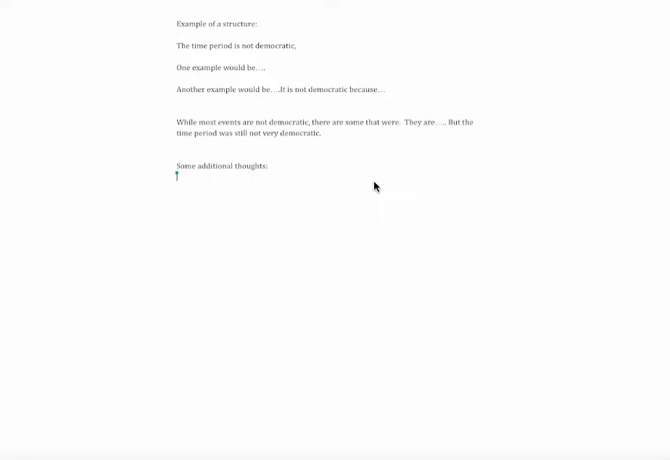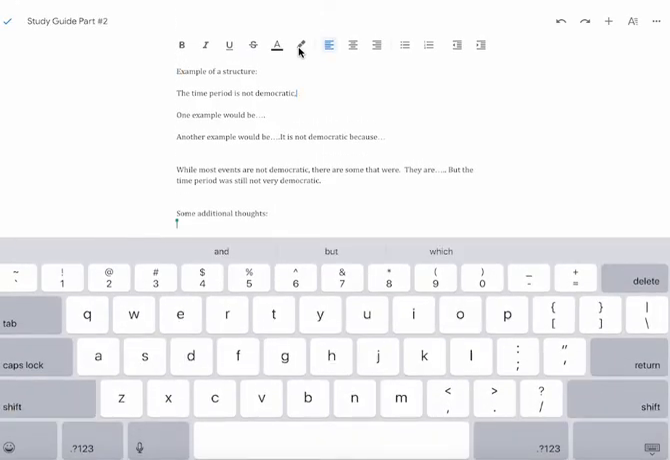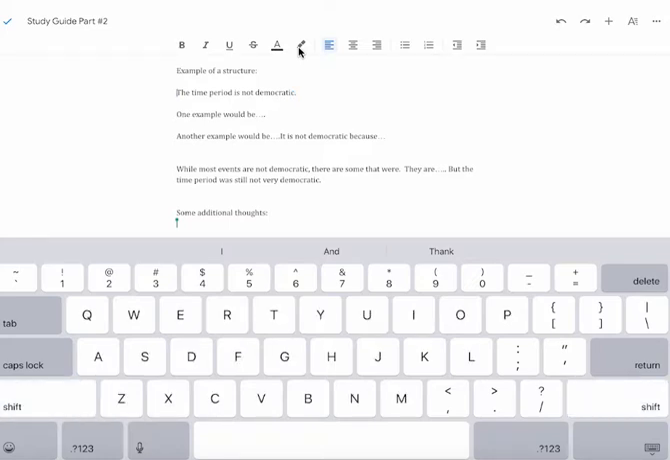is your thesis statement. So up here at the top, the time period is not democratic. That's considered your time period, or that is considered your thesis statement. And that thesis statement could be that it is democratic. It's whatever you choose. But this is the big overarching point, your thesis statement.